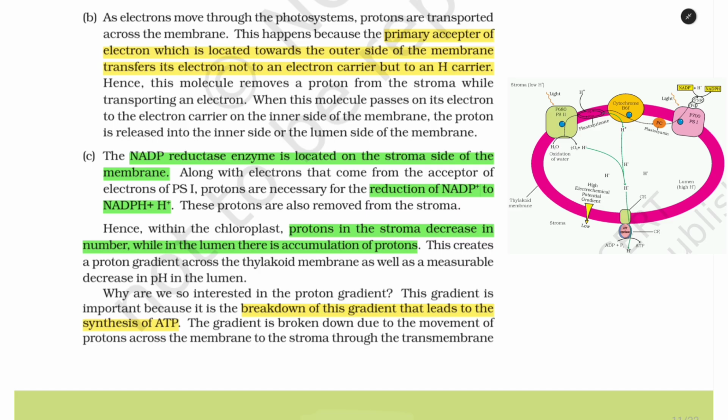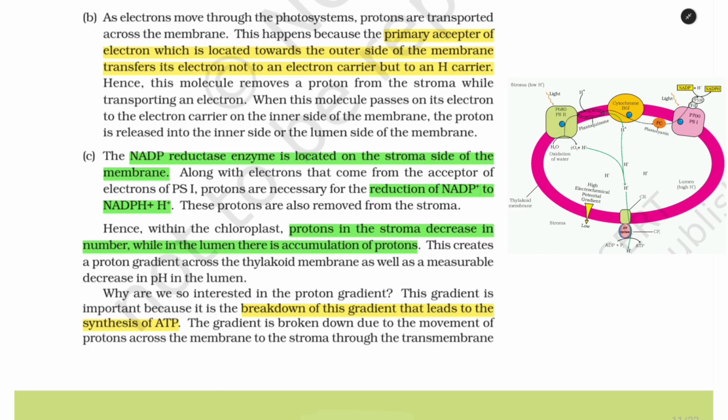This happens because the primary acceptor of electron, which is located towards the outer side of the membrane, transfers its electron not to an electron carrier but to a hydrogen carrier. Hence, this molecule removes a proton from the stroma while transporting an electron. When this molecule passes on its electron to the electron carrier on the inner side of the membrane, the proton is released into the inner side or the lumen side of the membrane.